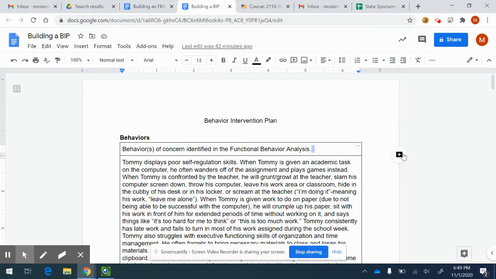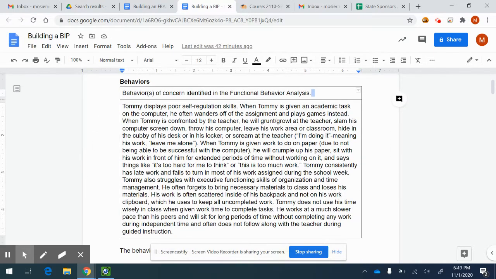So, Tommy, if we remember his behavior of concern from the FBA. Again, this was just copied and pasted directly from the FBA. Since it specifically says behavior of concern identified in the functional behavior analysis, I took that information directly from the FBA. So I'll give you just a second to read through that quickly and refresh your memory.